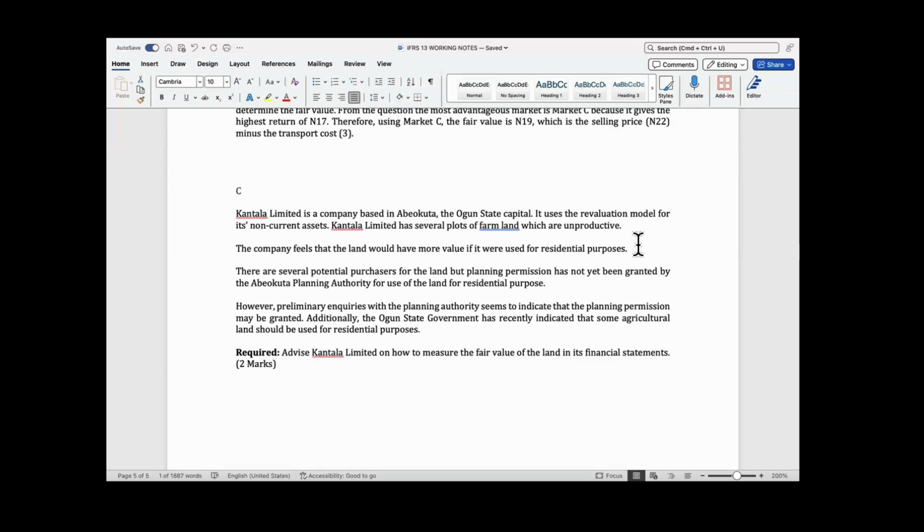Okay, this question was for 2 marks. So that goes to show that you should not spend more than 4 minutes. 4 minutes is even too much on this question. So, is there any of you that can give a try on this question?